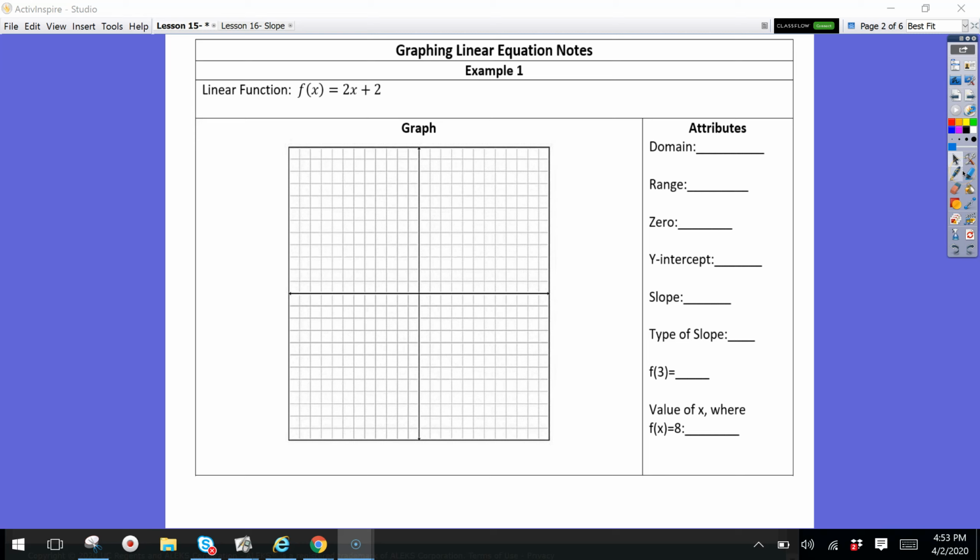So in this lesson, we're going to discuss how do we graph a linear function and then how do we determine what its attributes are. So first of all, here we have a line. Obviously it has an x here and this would be my y. The y-intercept is 2, the slope is 2.